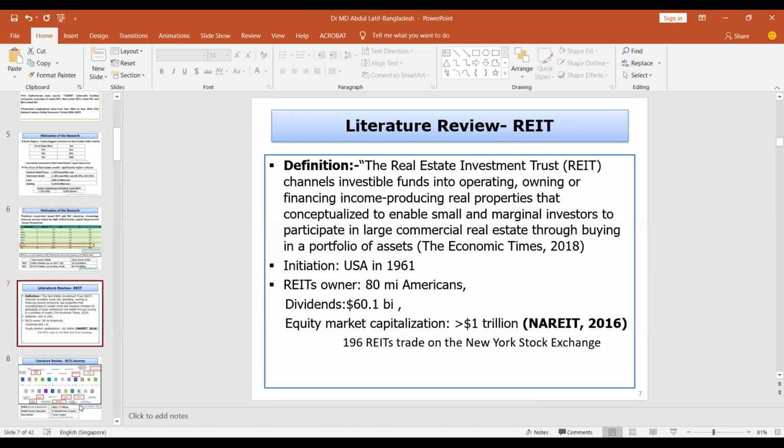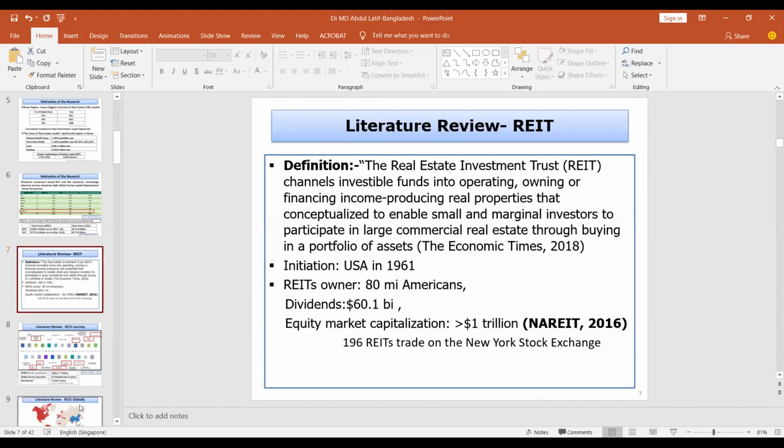So now, what is a REIT? A REIT, or real estate investment trust, channels investable funds into operating, owning, or financing income-producing real properties. It was conceptualized to enable small and marginal investors to participate in large commercial real estate by buying into a portfolio of assets. It started in 1961 in the USA.